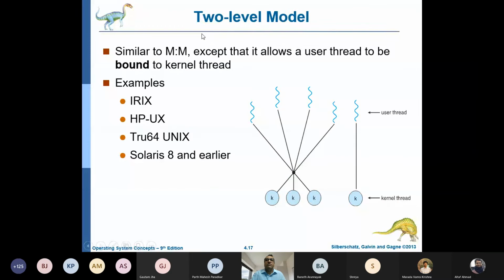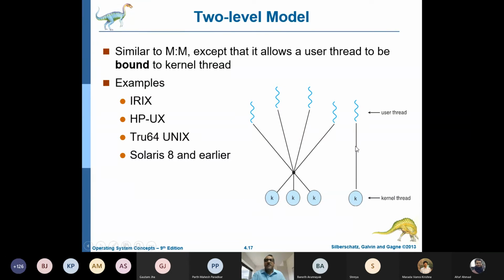And this is another one. This is a version of the many-to-many model, known as the hybrid model or two-level model, where it supports both. That means this is the many-to-many model, and it also supports, for certain user threads, a separate mapping to the kernel level threads. In a normal many-to-many model there is no restriction: there are multiple user level threads, and these are multiplexed to the fixed number of kernel level threads.